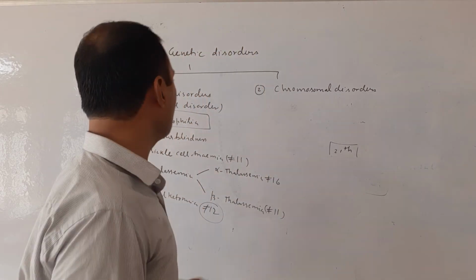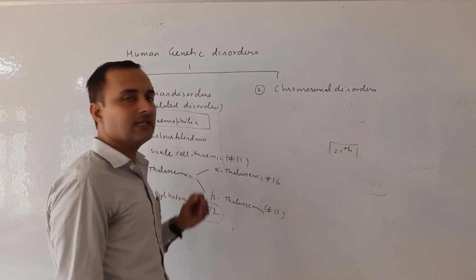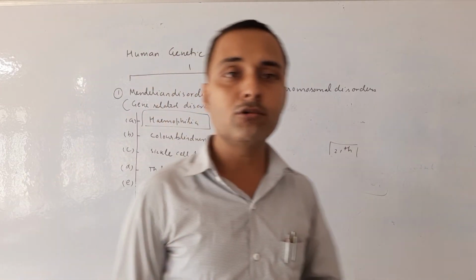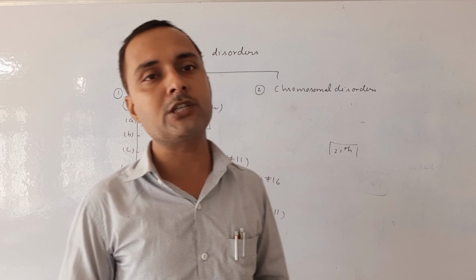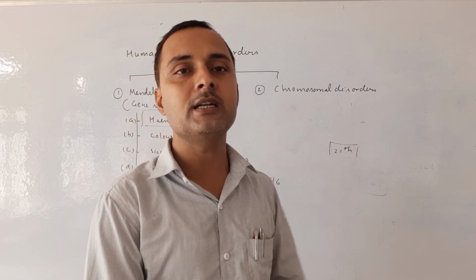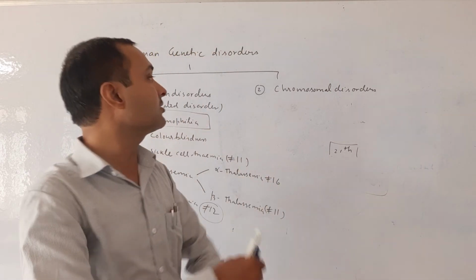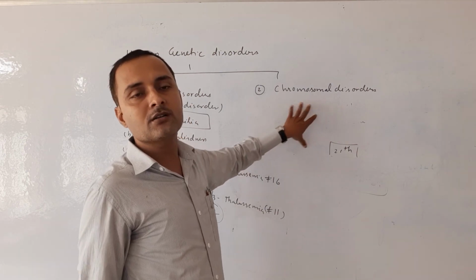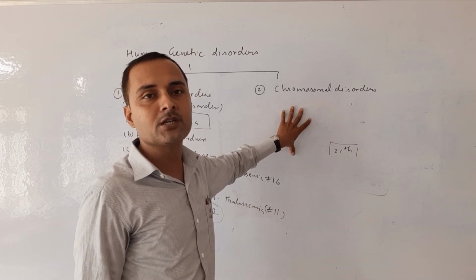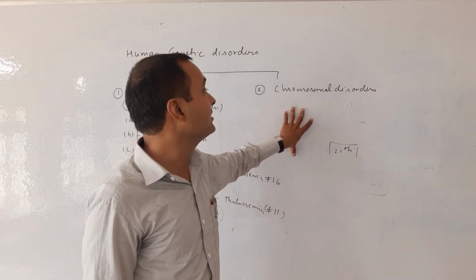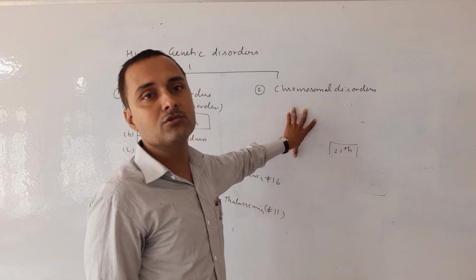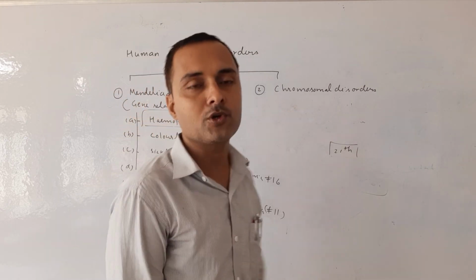So this is all about the various human genetic disorders. Once again, there are 2 types of human genetic disorders. First one is known as the gene-related disorder, and the second one is known as the chromosomal disorder. Gene-related disorders are caused due to mutation of genes present on chromosomes, whereas chromosomal disorders are caused due to an increase or decrease in the number of chromosomes.